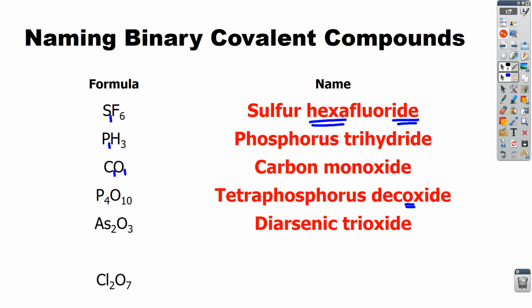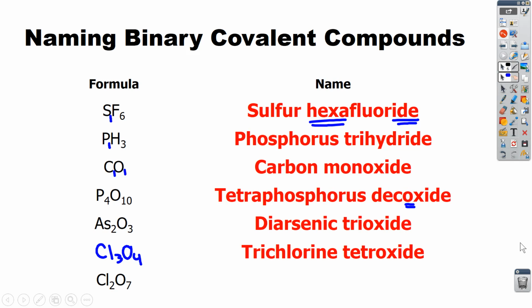And my last one, Cl3O4. That's trichlorine tetroxide. Notice the A is dropped for the oxide. And the last one, I have 2 chlorines for every 7 oxygen, dichlorine heptoxide. That A is dropped as well.